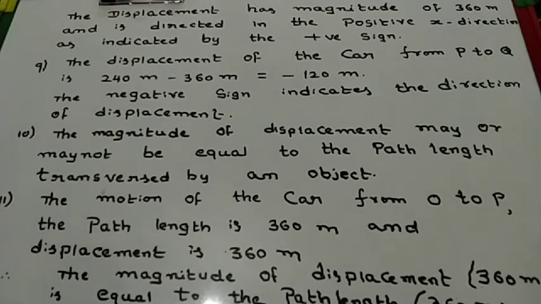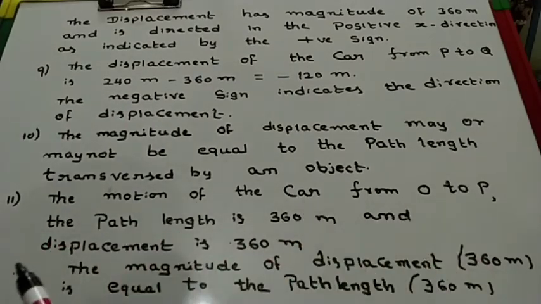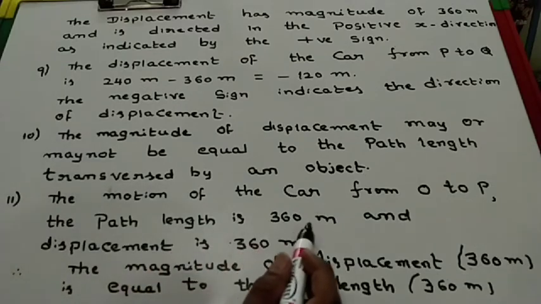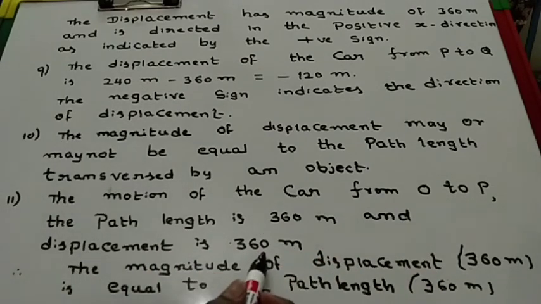Once again I am repeating this point. The motion of the car from O to P, the path length is 360 meters and displacement is 360 meters. The magnitude of displacement, 360 meters, is equal to the path length, that is 360 meters. Now, point number 12.